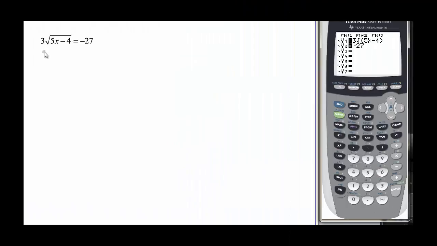When we have a problem like this one, I want to show you how to graph it. I put the left-hand side in as y1 and the right-hand side as y2. That's what I have right here.